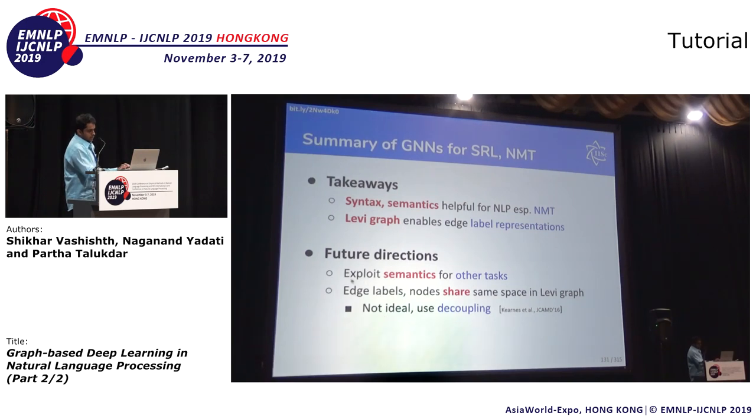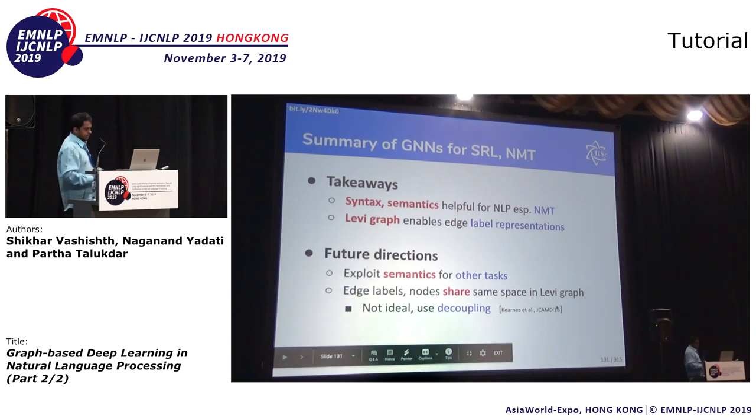One limitation of the Levy graph transformation is that edge labels and words of the sentence share the same space in the Levy graph. This is not exactly ideal. One solution could be to use decoupling as proposed in this paper. Are there any questions for this section?